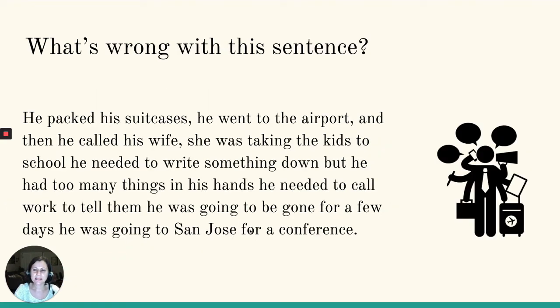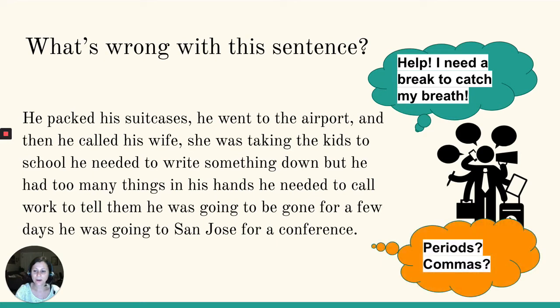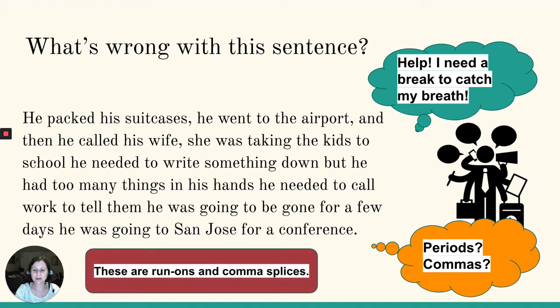What's wrong with this sentence? He packed his suitcase, he went to the airport, and then he called his wife, she was taking the kids to school, he needed to write something down, but he had too many things in his hands, he needed to call work to tell them he was going to be gone for a few days, he was going to San Jose for a conference. Help! I need a break to catch my breath. Where are the periods and commas? There's no time to stop and pause, right? So these are run-ons and comma splices.